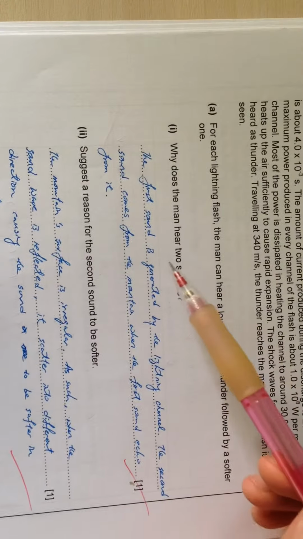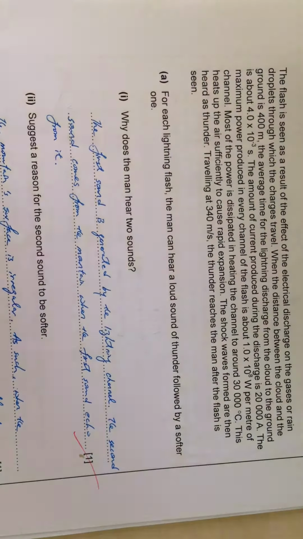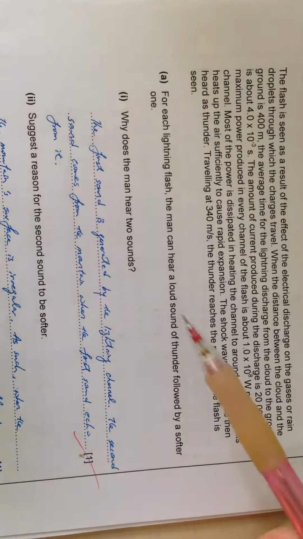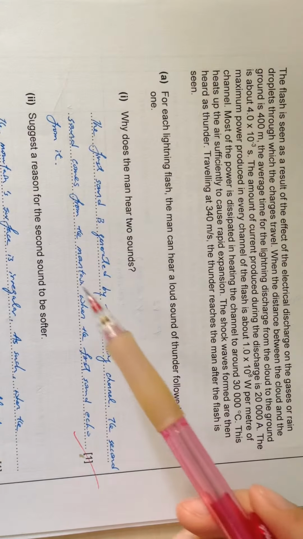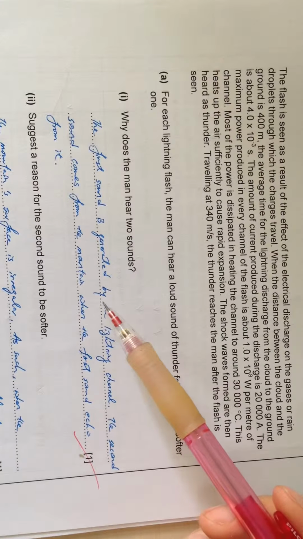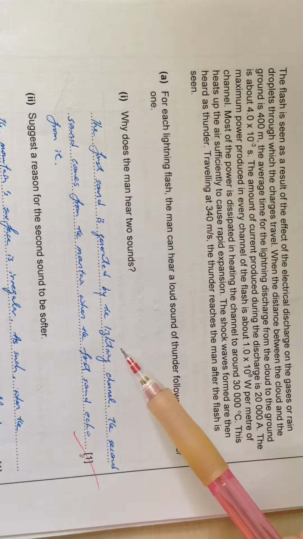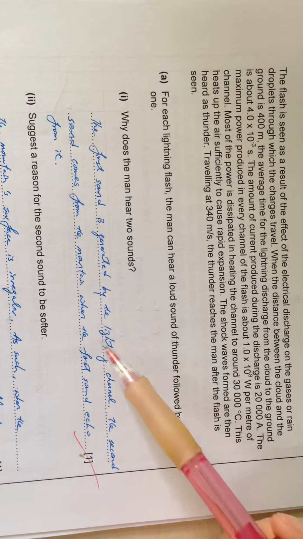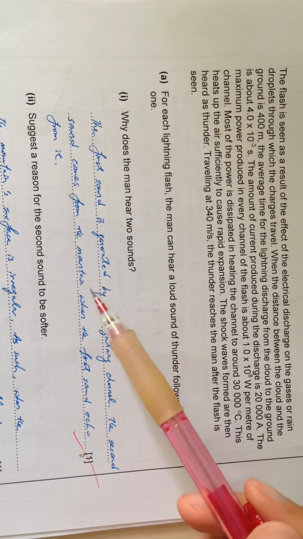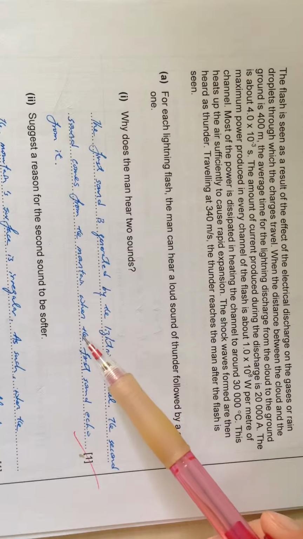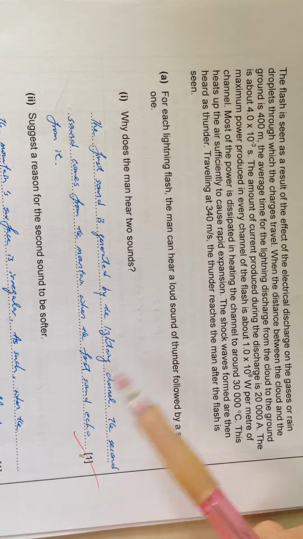Last question. Why does the man hear two sounds from this thing? So you have to point out that the first sound actually comes from the thunder directly to the man, but the second sound is actually the sound coming from the mountain, okay, when the first sound is being echoed from it.